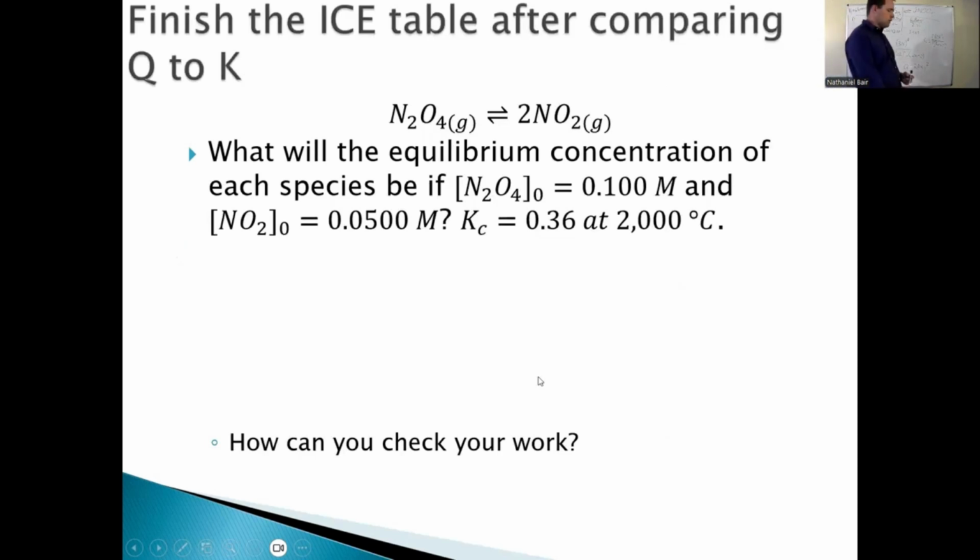All right, folks. Oh my goodness. You need at least half a sheet of paper. Give me a second. Okay, read that problem. We're going to do this together. This is our first ICE table problem.